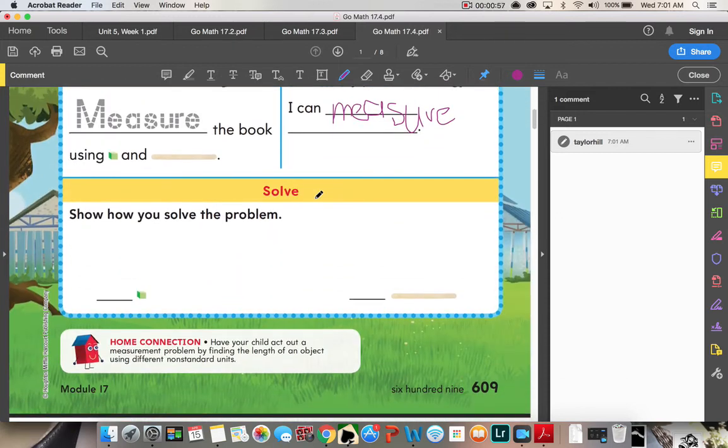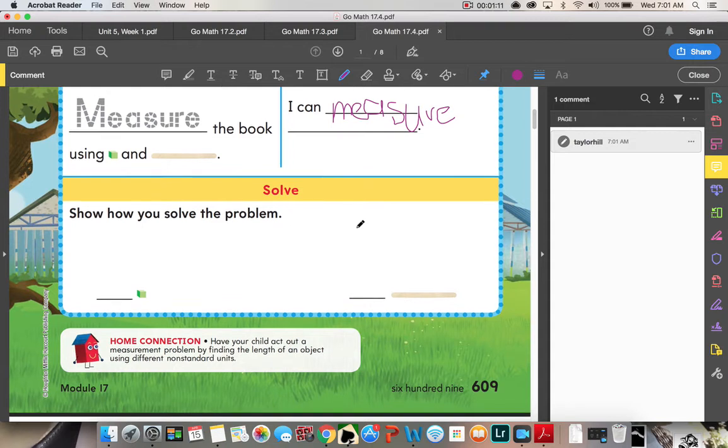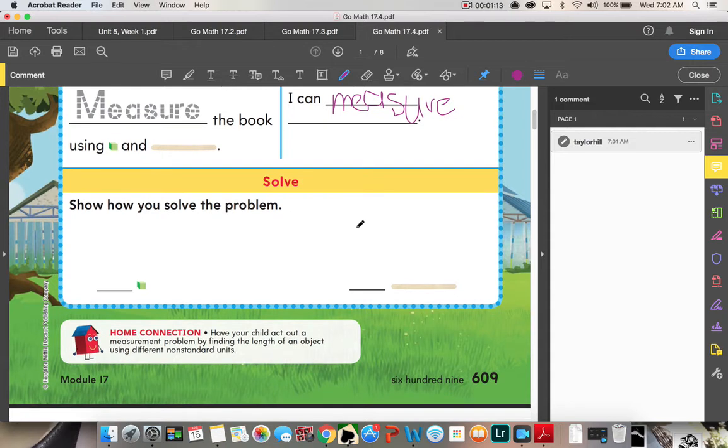So if you measure the length of your book using the cubes, how many cubes do you think you're going to get? Do you think you're going to get a lot or a little? You're going to get a lot. And then if you use the popsicle sticks, do you think you're going to get a lot or a little? You're going to get a little. So which one uses more? You're going to use more cubes than popsicle sticks because the popsicle sticks are longer and take up more space. So it would take about 3 or 4 popsicle sticks to cover the length of a book versus 10, 15, 20 of the little cubes to cover the length of a textbook.